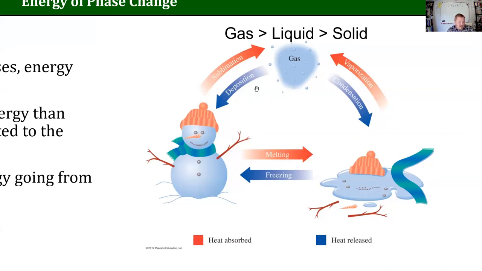This third case, when we have solid and gas converting back and forth, is a little bit more specialized, because the substance that goes through phase changes most readily, that we have the most everyday experience with, is water. And water at room temperature and atmospheric pressure doesn't go through these sublimation and deposition processes. So we have a lot of experience with melting and freezing, and with evaporation and condensation. We don't have very much experience in everyday life with sublimation and deposition.